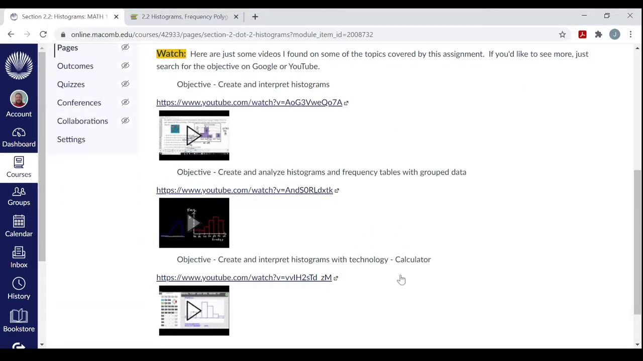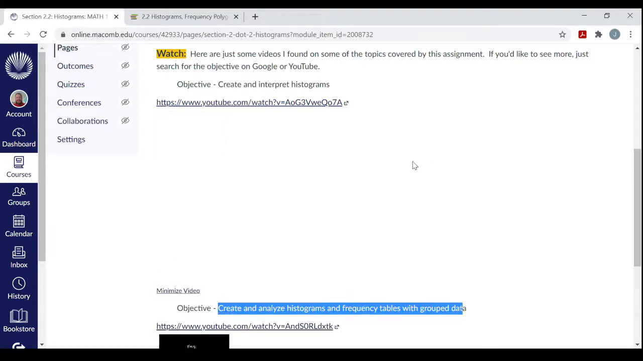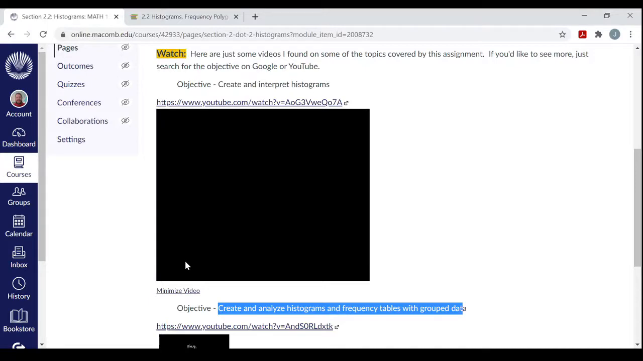There are actually 4 objectives in the KnewtonAlta assignment. It's just that 2 of them are practically the same thing. One's just called an extra practice, this create and analyze histograms and frequency tables with group data. It's kind of repeated in an objective.